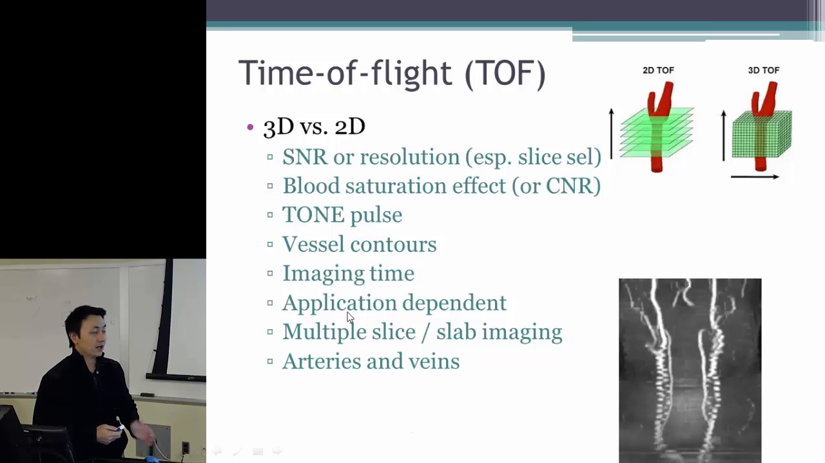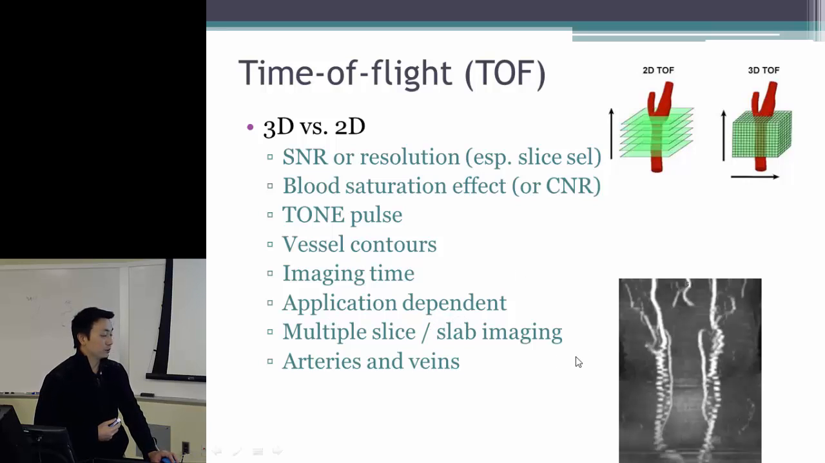And also the imaging time is very important for 3D. Most of the time it requires much longer imaging time than the 2D case. And also we have to depend on what kind of application we will be using.